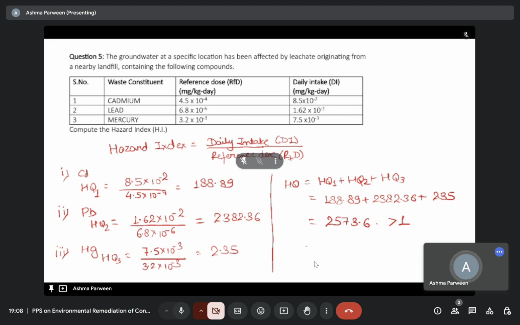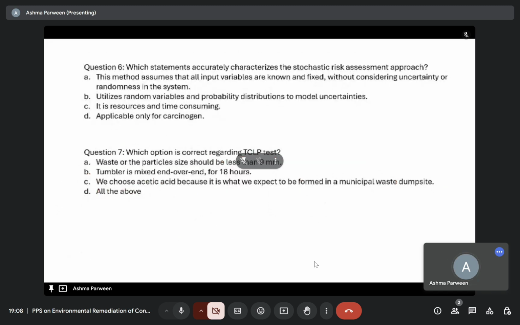Now let's move to the next question. Okay, so there are two questions. Let's first solve question number 6. The question is, which statements accurately characterize the stochastic risk assessment approach? The first statement is, this method assumes that all input variables are known and fixed without considering uncertainty or randomness in the system. Option B is, utilizes random variables and probability distribution to model uncertainties. Option C is it is resource and time consuming, and option D is applicable only for carcinogens.